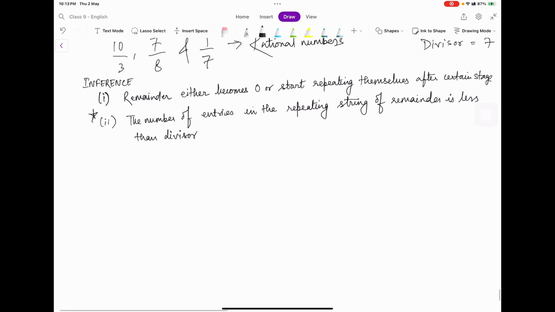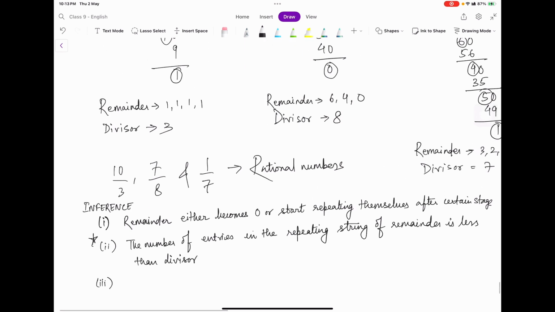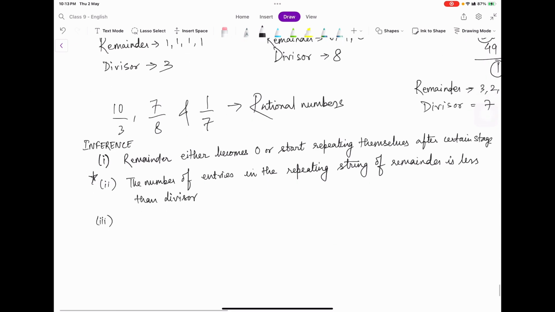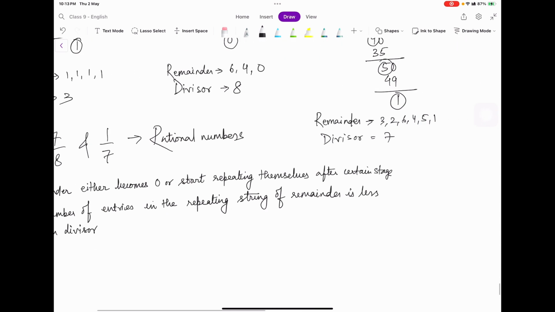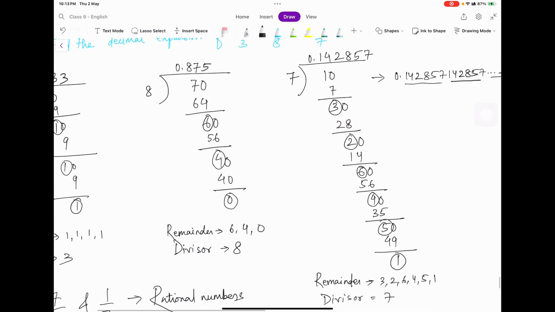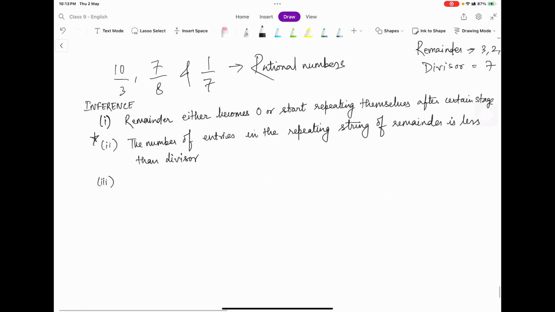Okay, the third inference that we are getting is, if the remainders are repeating, the quotients are also repeating in a pattern. If the remainders are repeating in a pattern, the quotients will also repeat in a pattern, because you see, if you are getting that same remainder, the quotient also will multiply with the same numbers, no? So the quotient will also be repeating.